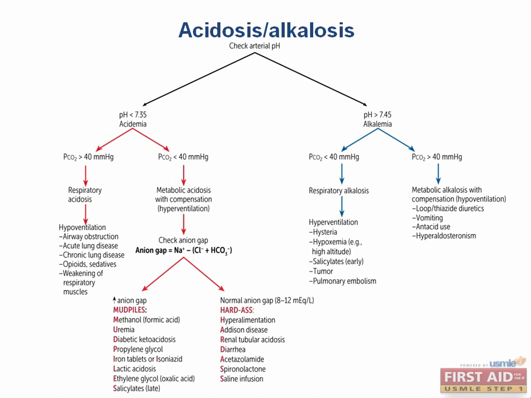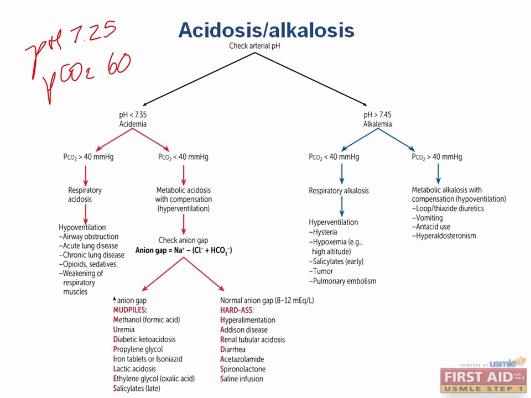Now let's work through a quick problem. A patient comes in with morphine overdose. You check his arterial blood gas, and his pH is 7.25 with a PCO2 of 60. In order to figure out what type of acid-base disturbance this is, let's follow the algorithm. First, look at the pH. Since it's less than 7.4, this is an acidemia.